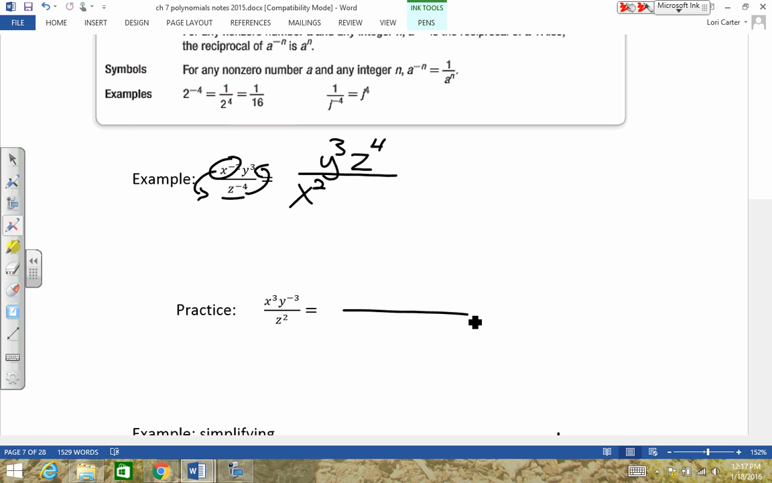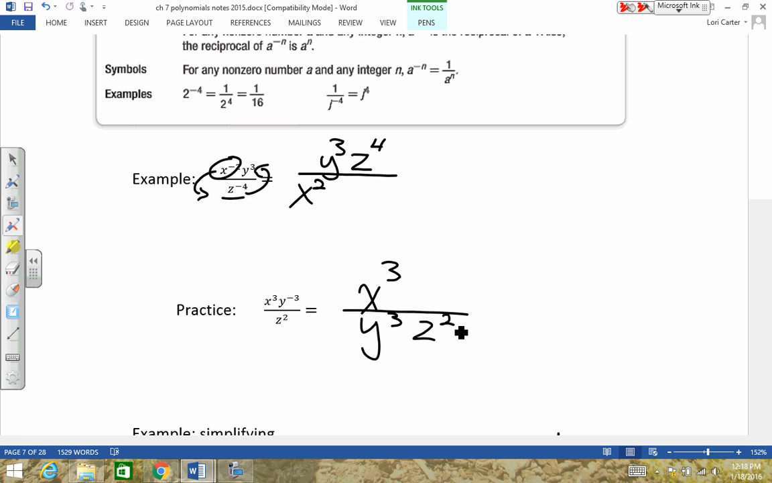Okay, Clayton, what do you got? Tell me. Look at the x cubed. Does he move? No, he's positive, so he stays. Okay, y to the negative 3, does he move? Yes, so he goes down. Z squared, does he move? No, because he's positive. Positive stays, negative moves.